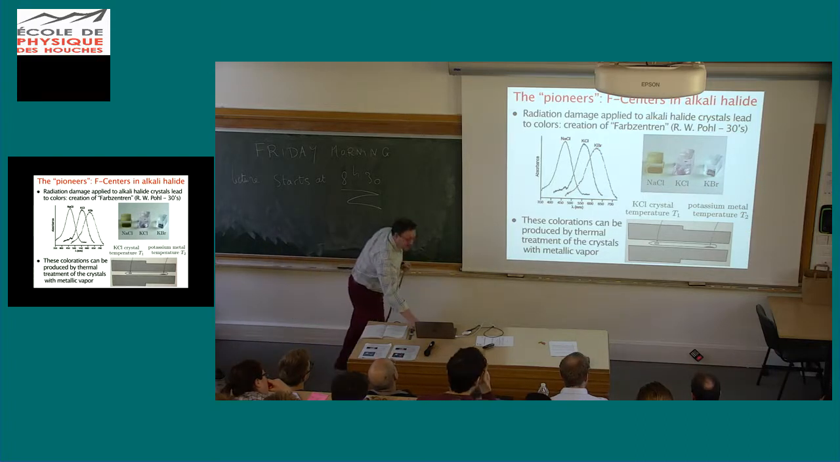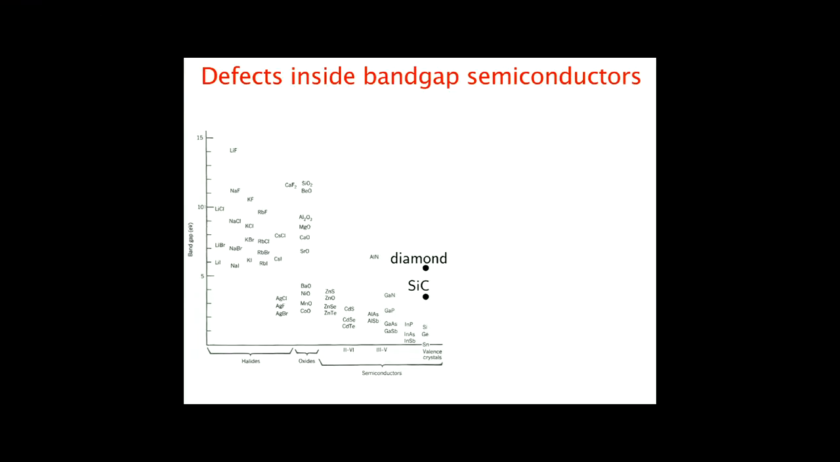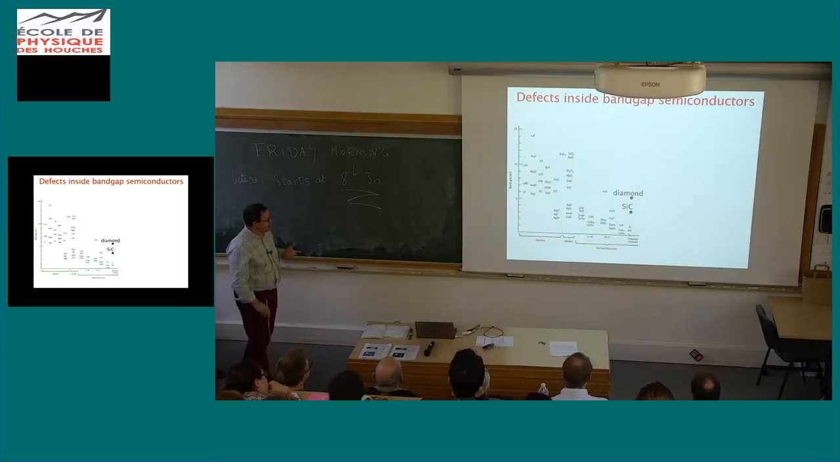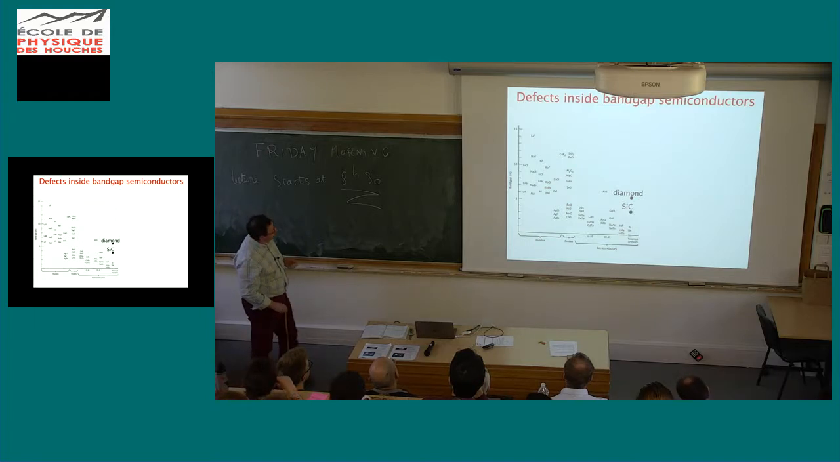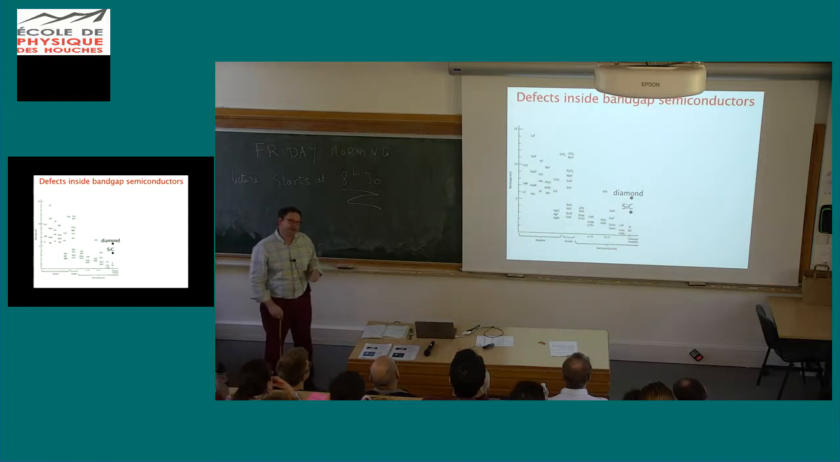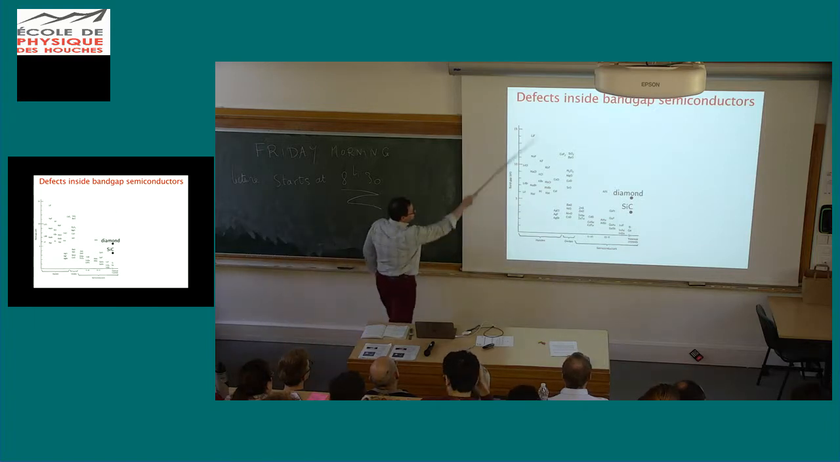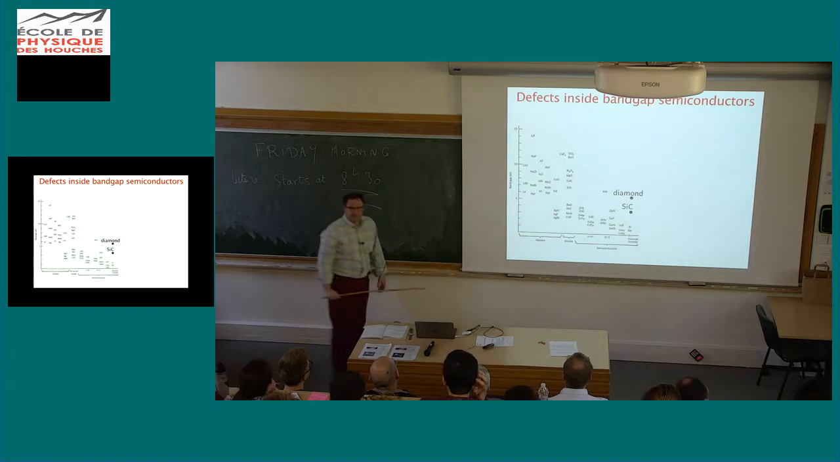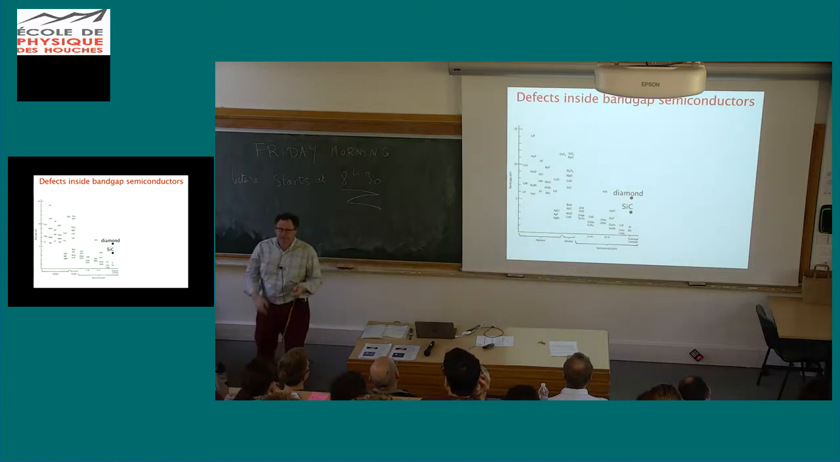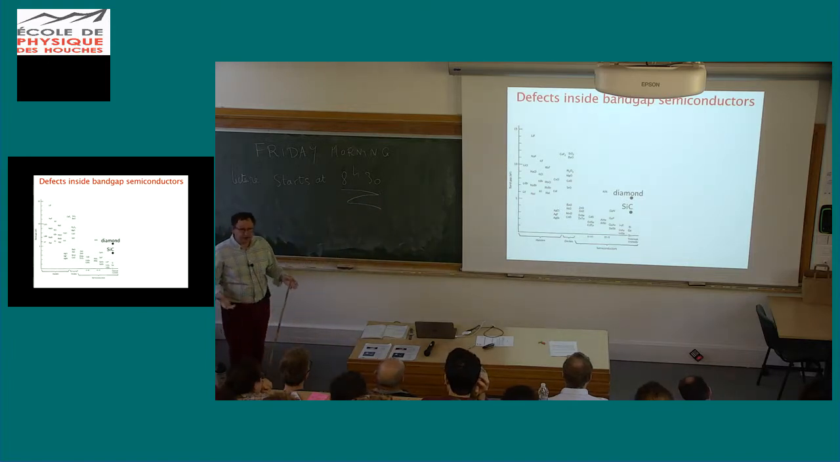So there was a lot of debate on how we can understand the physical origin of these colors. But all these materials are first of all very wide bandgap semiconductors. If you look at the bandgap of these materials, it's typically above 5 eV. So if you take a pure crystal, it will be perfectly transparent.